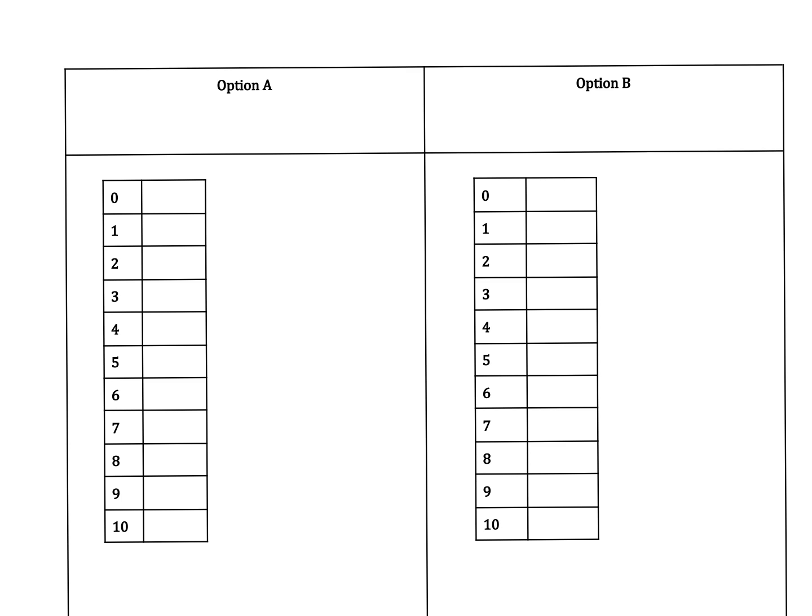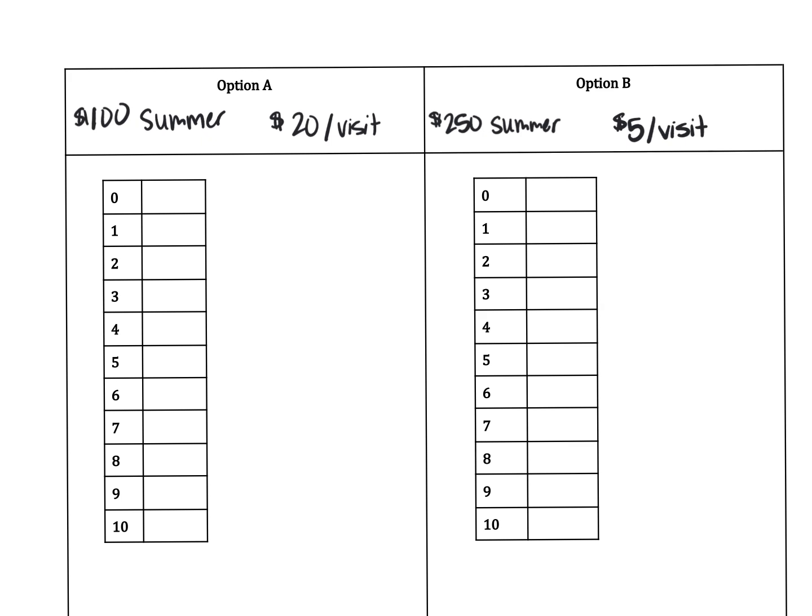And option A, so we have our first option, is to pay $100 for the summer, and then $20 per visit. The second option, option B, is to pay $250 for the summer, and then it would be $5 per visit. So 2 options to consider.